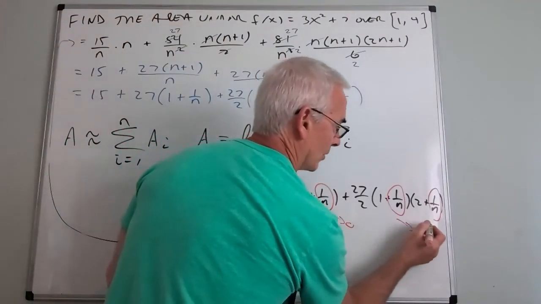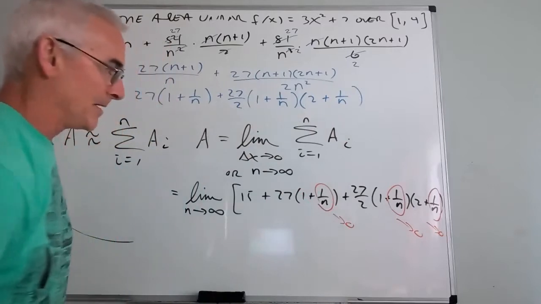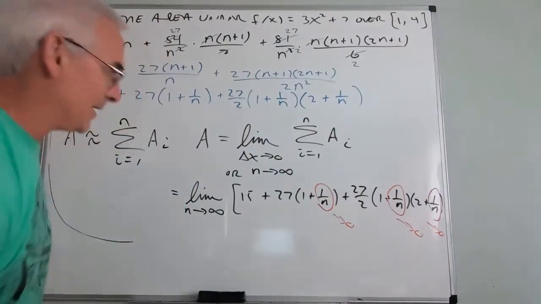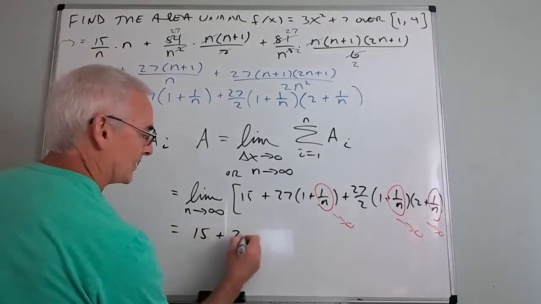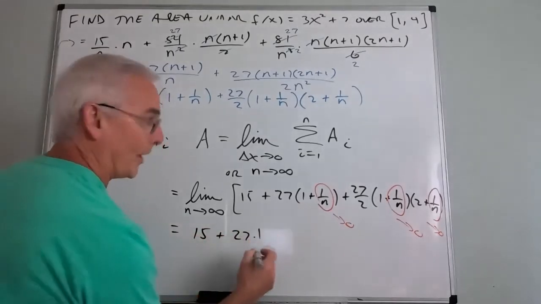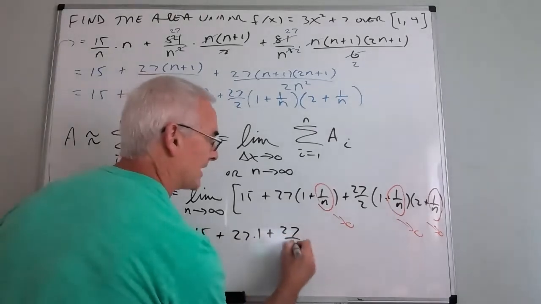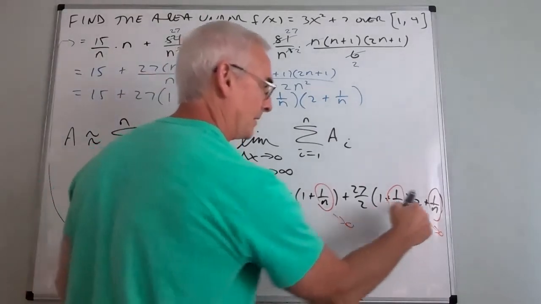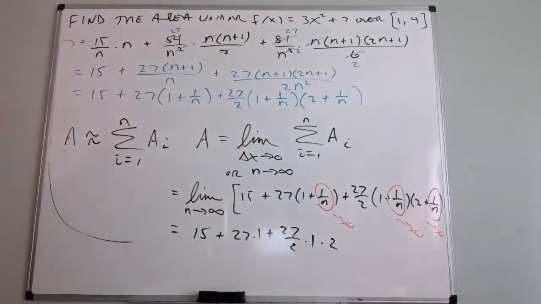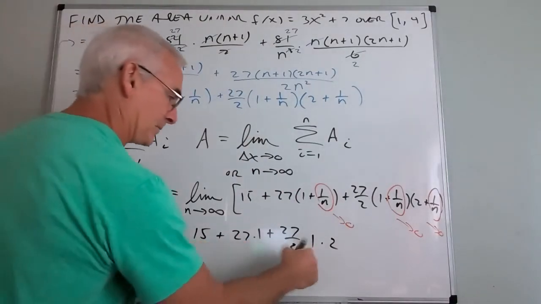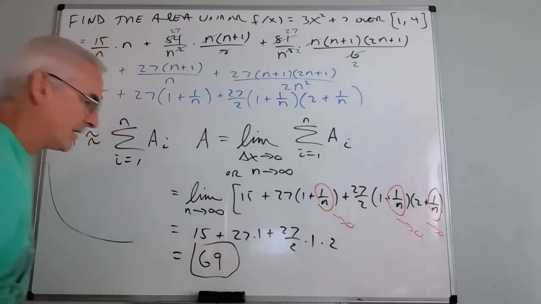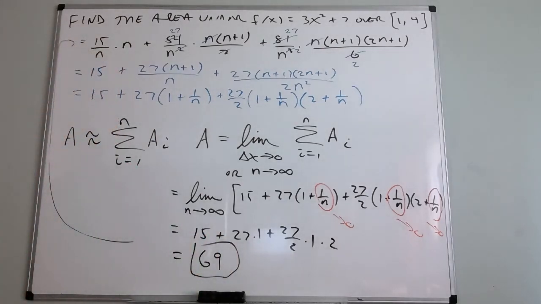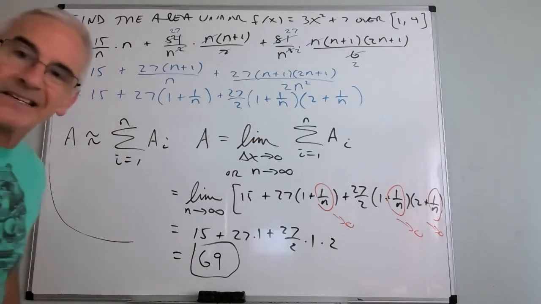They each approach 0. Why is that important? Because that means what's left, my answer, is going to be just 15 plus 27 times 1 plus 27 halves times 1 times 2. What's that? 15 plus 27 plus 27. The area under my curve is exactly 69.